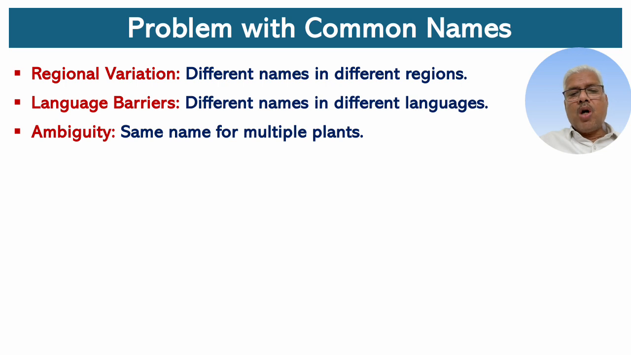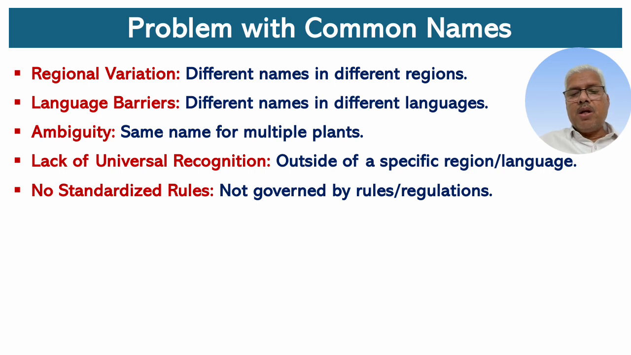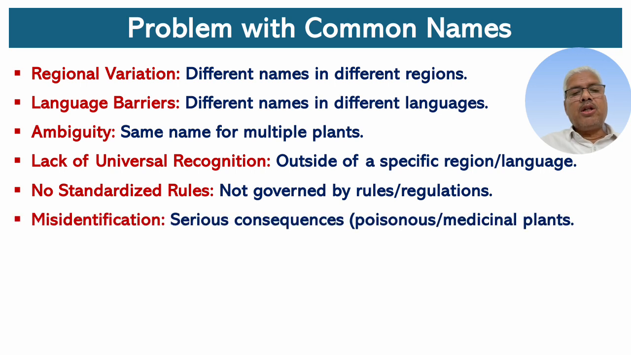Sometimes the same common name might be used for multiple, entirely different plants. This can lead to serious confusion. Common names are often not recognized or understood outside the specific region or language group. This makes it challenging to share information about plants on a global scale, which is essential for scientific research, conservation efforts, and international trade. Unlike scientific names, common names are not governed by any rules or regulations. This means that anyone can easily make up a common name, leading to further inconsistency and confusion.